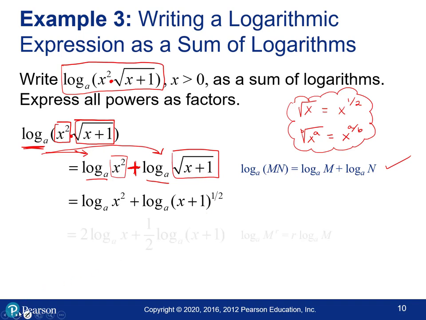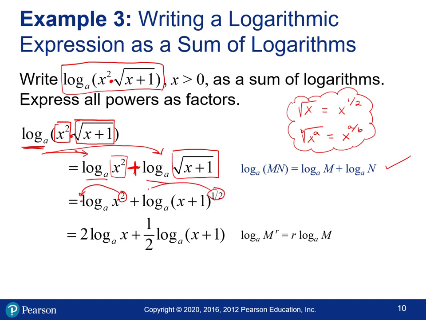So from there, we have a rule that says we can bring the powers down to the front. That was our property we just saw. So this exponent of 2 comes down to the front and we multiply. And this power of 1/2 comes down to the front and we multiply. And so that is the final answer as far as rewriting this expression. And it's pretty much more of like an expanded version. So these are equivalent, the original here and this result here.